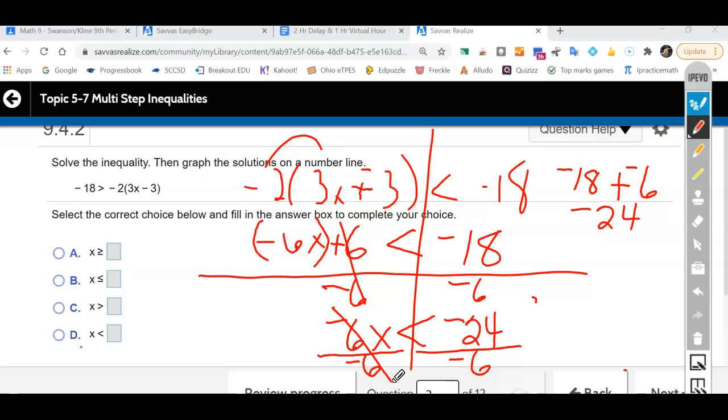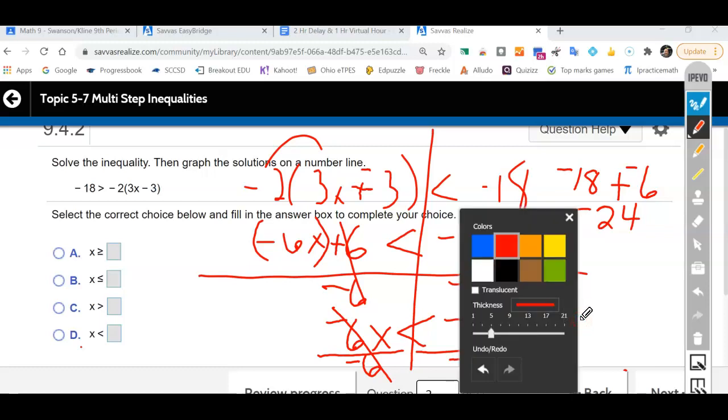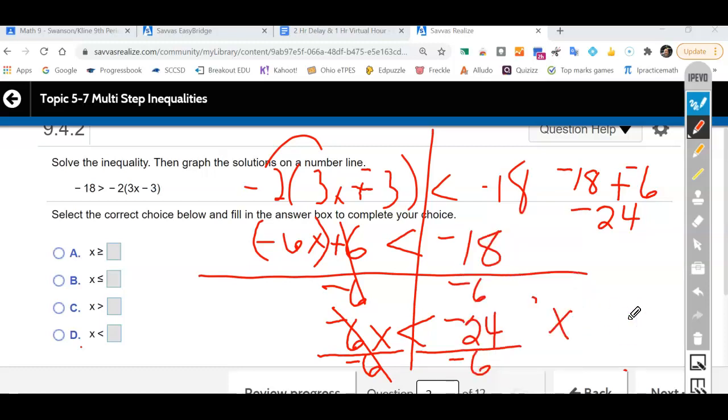Okay, so I get x by itself. 24 divided by 6 is what? What times 6 gives you 24? 4. So 24 divided by 6 is 4, because 6 times 4 is 24. So we get then x is less than 4, but now -24 divided by -6. Is my answer negative or positive? Positive? Is that right? Yes. So x is less than 4.